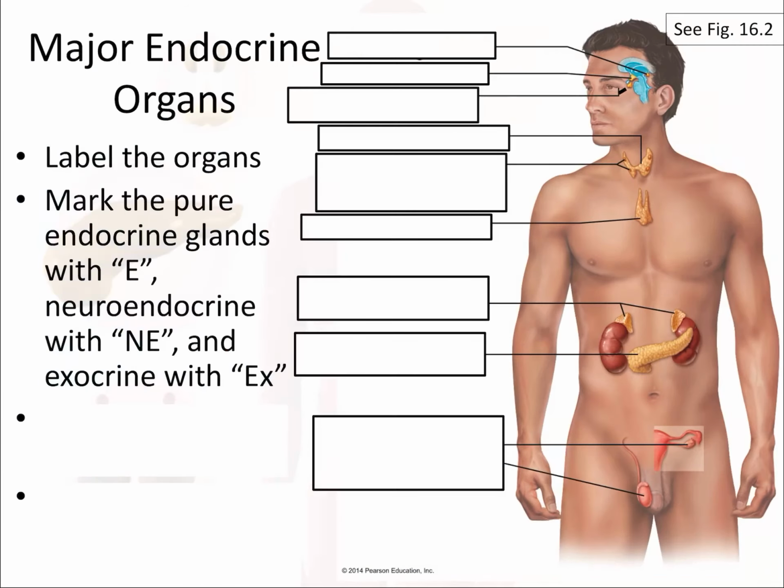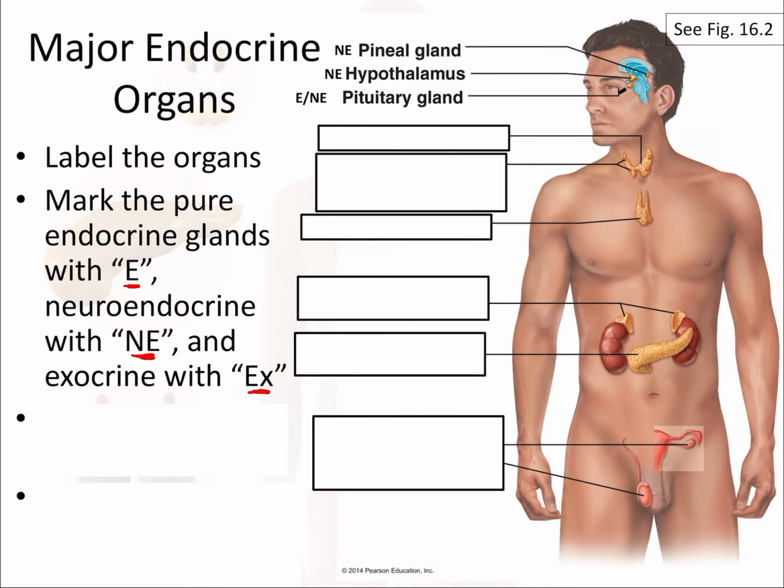Now let's look at these major endocrine organs in the human body. When we look at them, there are a few classifications we can make. We can mark them as either pure endocrine glands with an E, neuroendocrine with NE, and exocrine is also an option. Let's look at each of these. The pineal gland is up in the brain. We'll talk about all of these more later. That one's neuroendocrine. Hypothalamus, neuroendocrine. Pituitary gland has two parts, an anterior and a posterior. The anterior is purely endocrine, and the posterior is neuroendocrine.